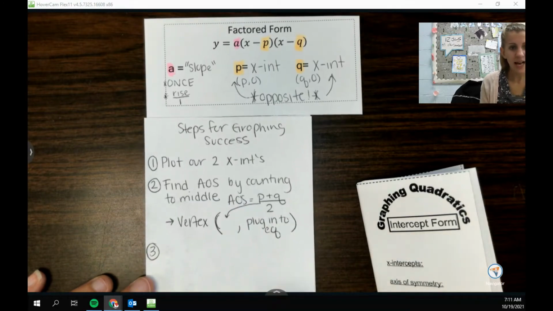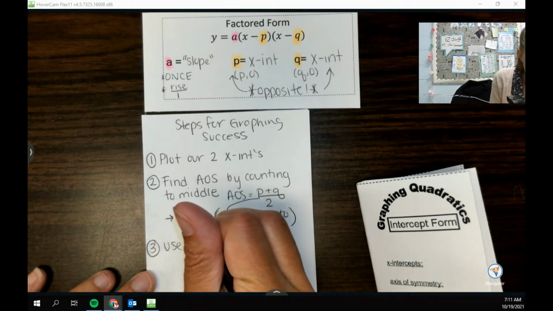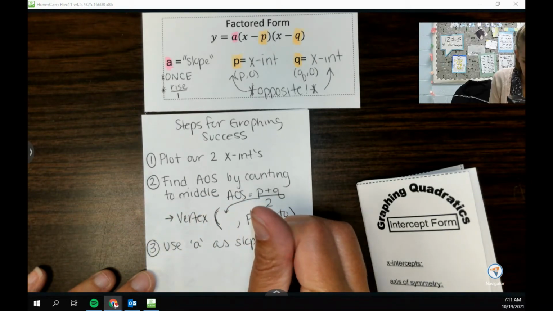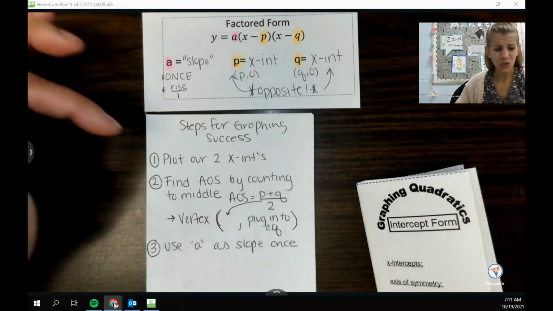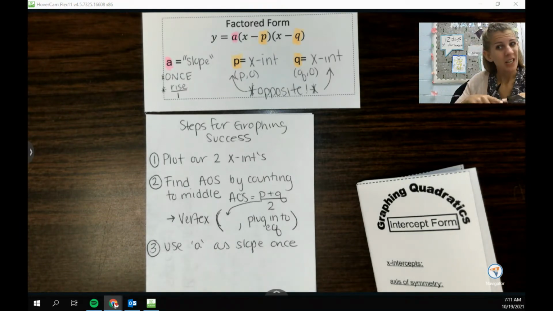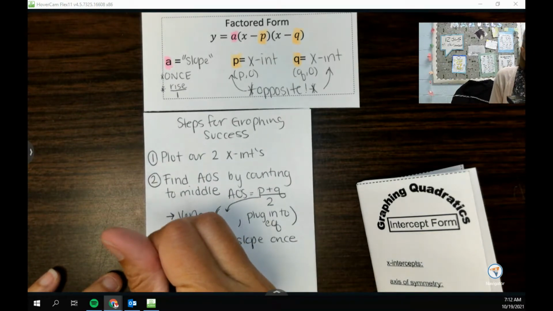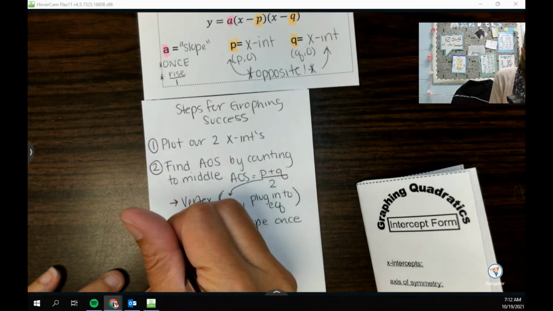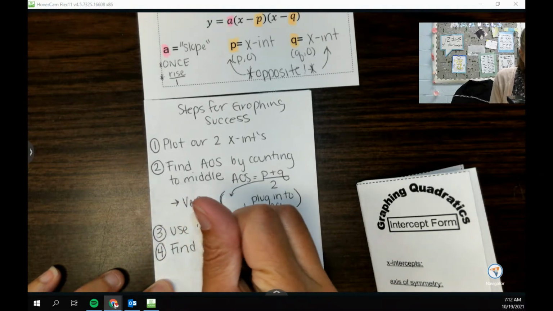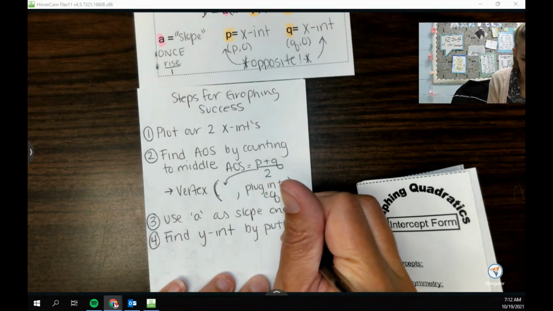Third thing, once we have our vertex, we can use A as slope once. But truly, once you have your x-intercepts and you found your vertex, boop, you'll be able to see your parabola pretty clearly. So using A as slope is kind of just a bonus to make your parabola look even nicer. Another bonus point is to find the y-intercept by putting 0 in for x.